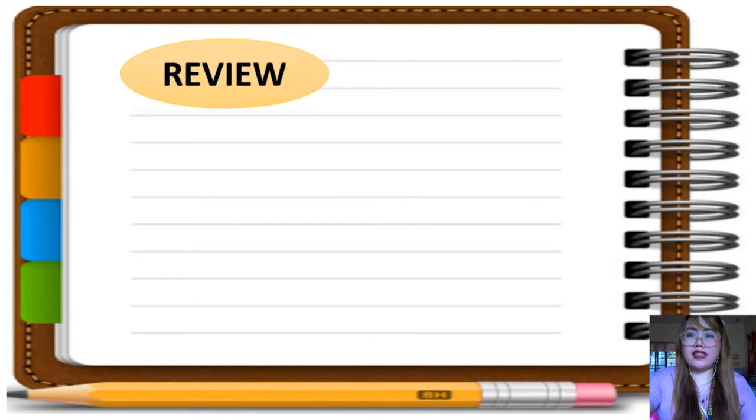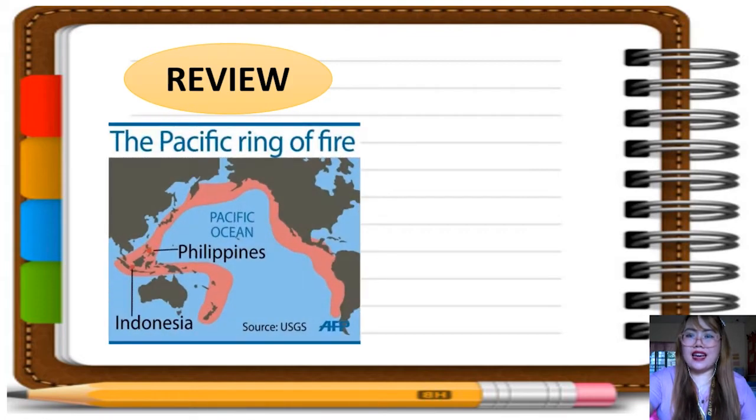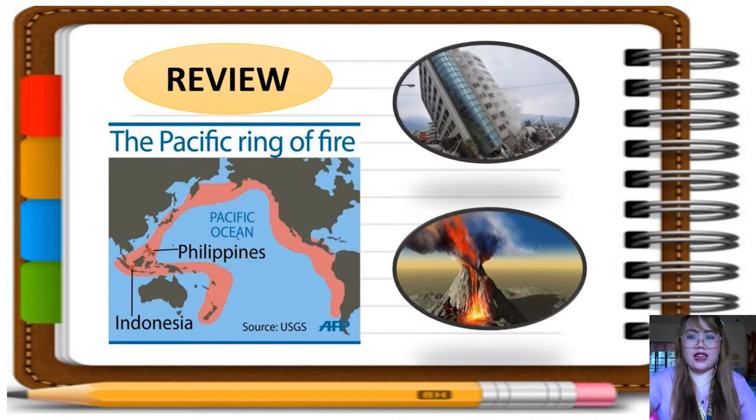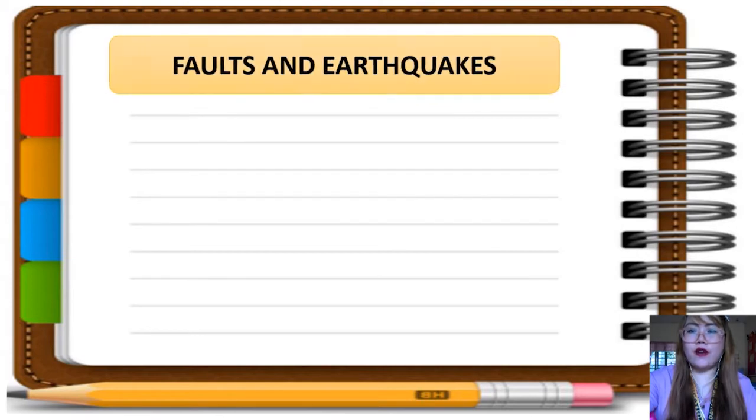If you can recall, in Science 7, it was mentioned that the Philippines is situated along the Pacific Ring of Fire. How does this affect us? Well, people who live along the Ring of Fire must anticipate the occurrence of earthquakes and volcanic eruptions. In Module 1, it was discussed how the movements of faults generate earthquakes. So now, let's have a review about faults and earthquakes.